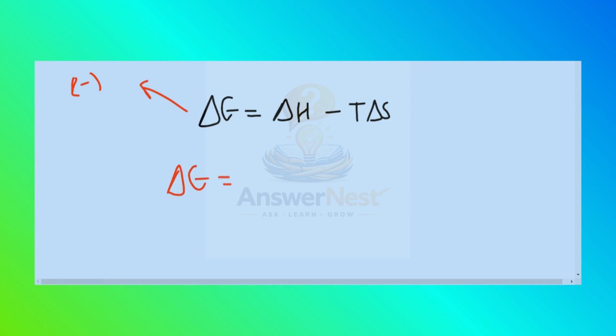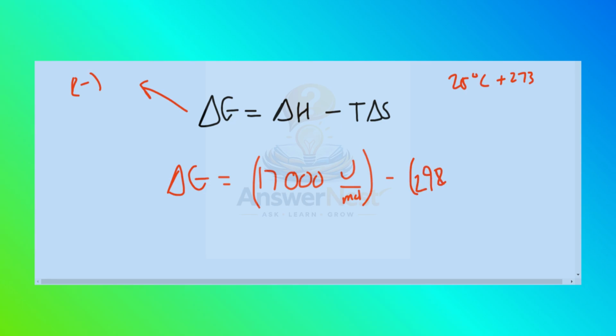And so let's just plug in. We're given this information. So delta H is equal to 17 kilojoules per mole. We want this to be in joules per mole because S is given to us in joules, so we just multiply by 1,000. The temperature is 25 degrees Celsius, but we need this in Kelvin. So add 273. That gives us 298 Kelvin.